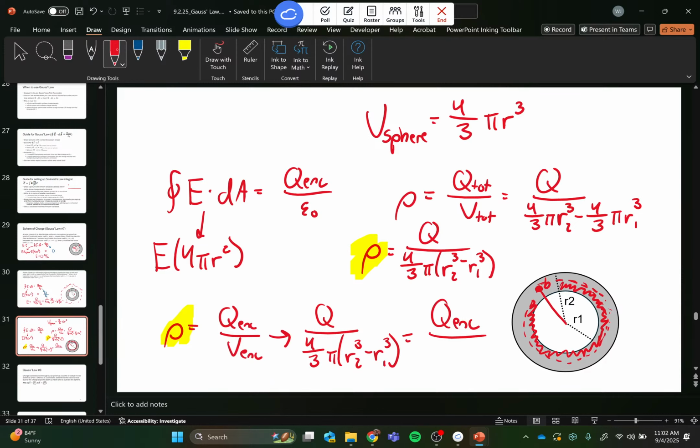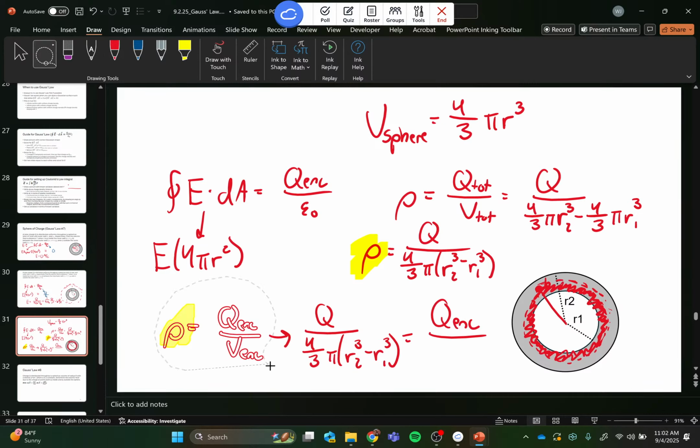Volume enclosed is the exact same process we use to find volume total. The volume enclosed is just this sphere here, this part highlighted in red. It's a hollow sphere that's smaller than the original sphere. Yep, that's exactly it. If you hear what he said, we're just going to change out R2 for R. We are finding the volume of this thing I am highlighting in red right now, i.e. a hollow sphere that's smaller than the big sphere. What is the volume of this sphere?